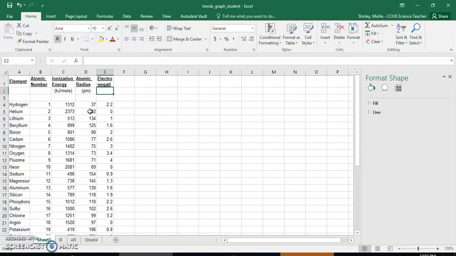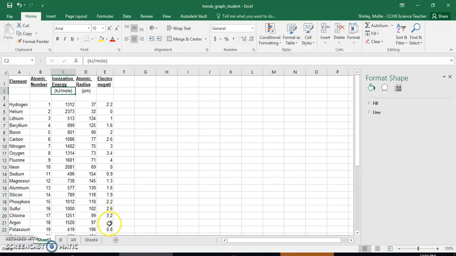Our scale is 0 to 4. It's called the Linus scale. Scientists with the name Linus figured it out. And atomic radius, this is in picometers, so that's 10 to the negative 12th meters. This is teeny, teeny, tiny, smaller than a nanometer, really tiny. And then ionization energy, this is kilojoules per mole.